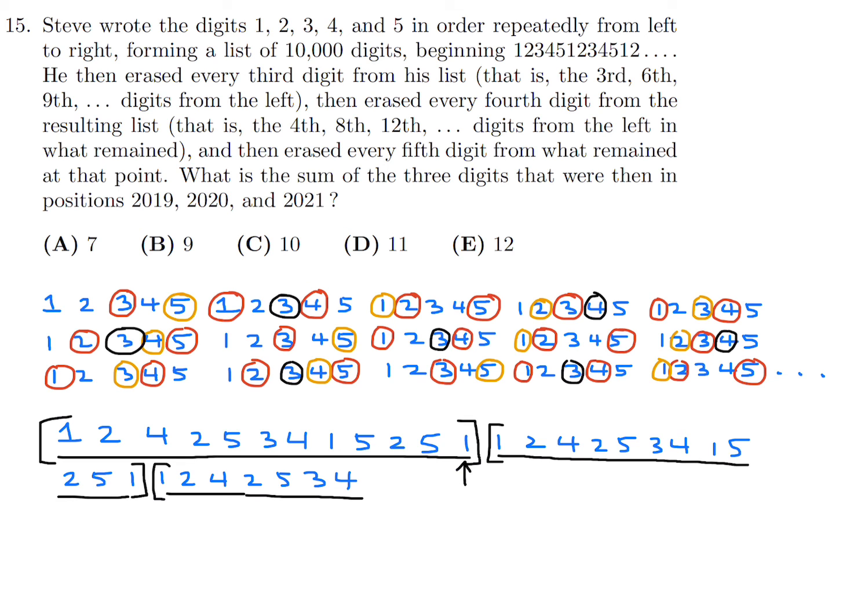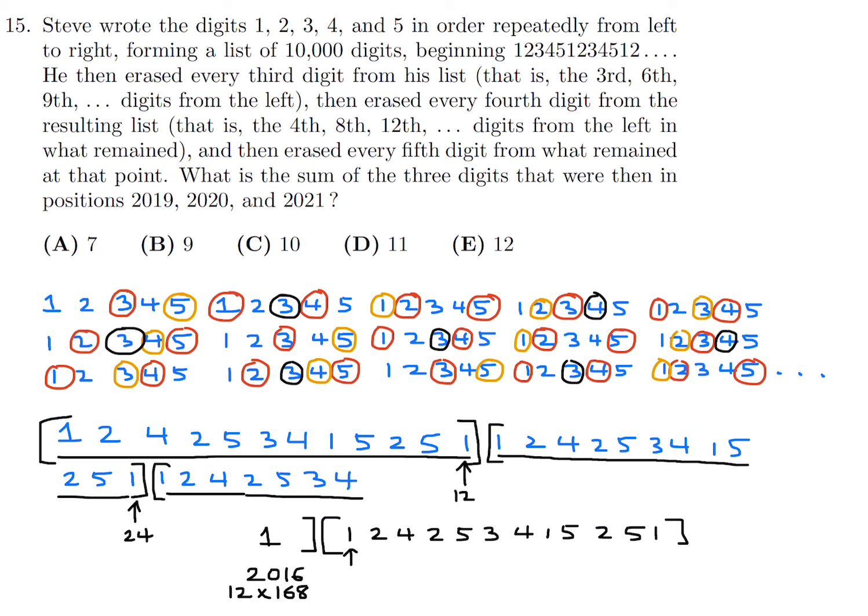So that means that every multiple of 12 will be a 1. So this is the 24th and then so on, right? 36th, 48th. So I have to get sufficiently close to there for a multiple of 12. And after a little bit of thought, 2016, because 2016 is a multiple of 12. It's actually 12 times 168. And that's going to be that 1. And then the pattern starts again: 1, 2, 4, 2, 5, 3, 4, 1, 5, 2, 5, 1.